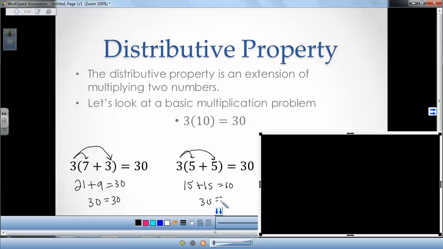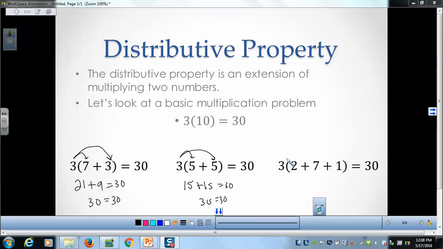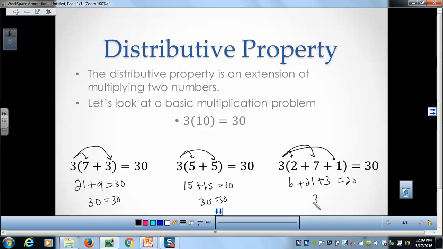And then just in case you didn't believe it, one more example. I could break 10 into 3 components. So 2 plus 7 plus 1 is 10. So 3 times 10 still has to be 30, right? If I do 3 times 2, that's 6. 3 times 7 is 21. And then 3 times 1 is 3. And what you see here is that we still get 30 equals 30.